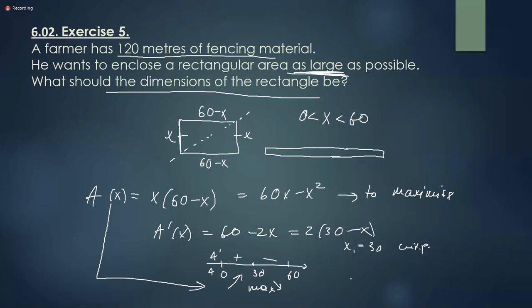So the conclusion is he must enclose a square, where all four sides are equal: 30, 30, 30, 30. So all sides are equal, so it would be a square, and the side is 30 meters. In that case, he will have 900 square meters of area. So whatever other rectangle he chooses with the same fence, the area would be smaller.